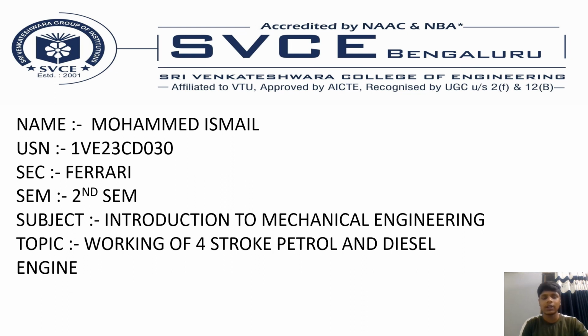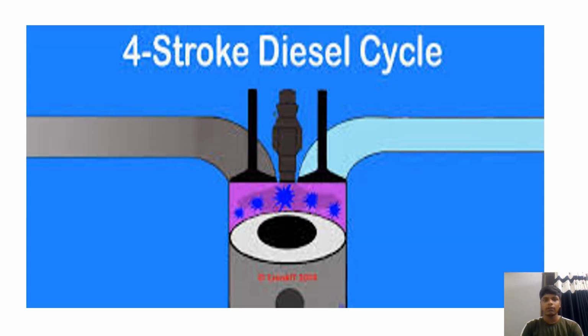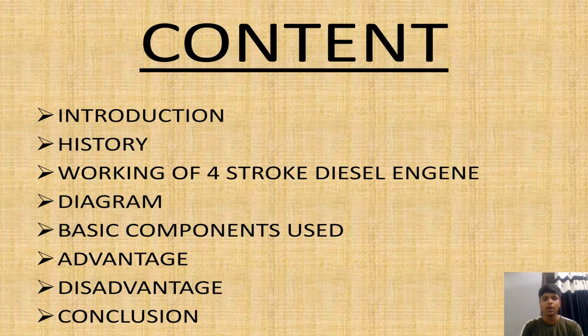I am currently studying second sem, and today's subject is Introduction to Mechanical Engineering, and today's topic is working of four-stroke diesel and petrol engines. First, we discuss about four-stroke diesel engine. Let me see the contents: introduction, history, working of four-stroke diesel engine, diagram, basic components used, advantages, disadvantages, conclusion.